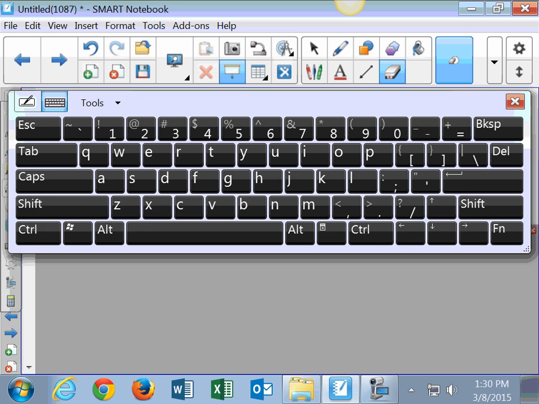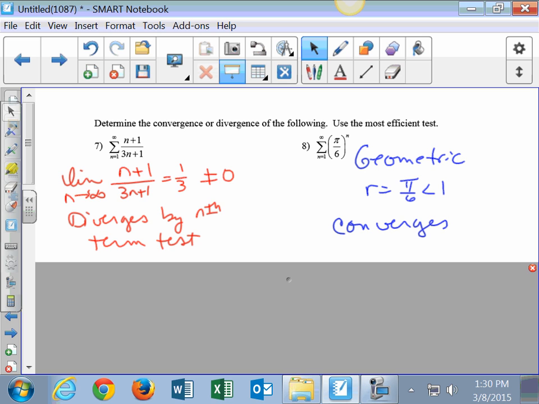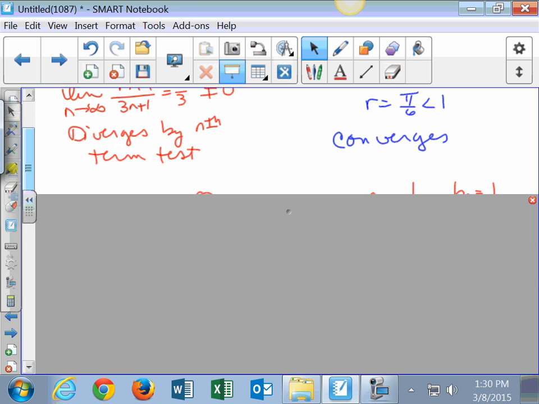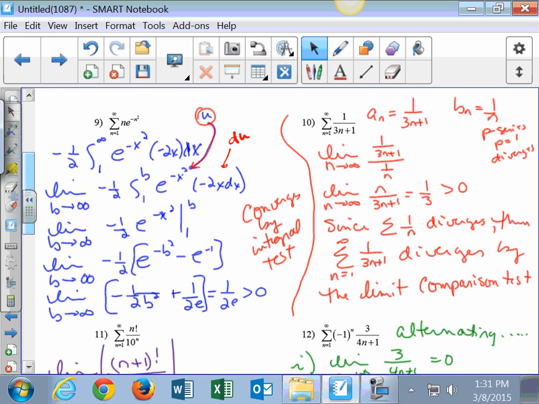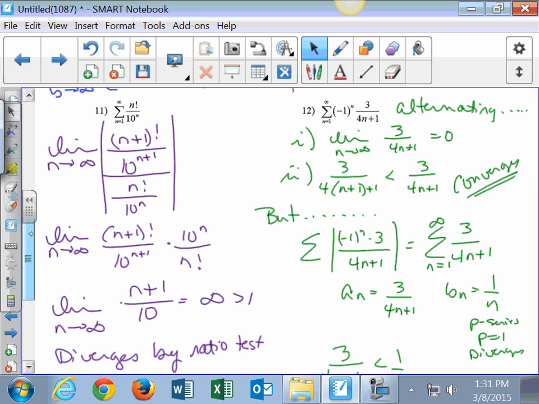Number 8, hopefully you noticed that one was geometric, and that it converges. Number 9, I actually did the integral test, and I got that it converges. Number 10, I did the limit comparison test, and I got that it diverges. Number 11, I did the ratio test, and that series diverges.